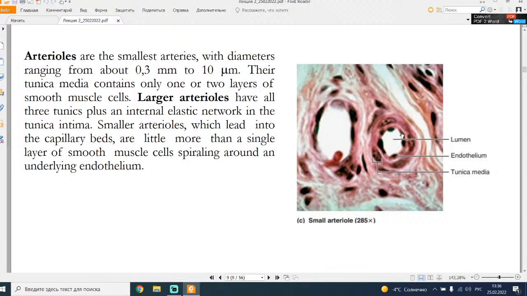What do you see? Lumen. This is endothelium and tunica media, tunica externa. It is a small arteriole.